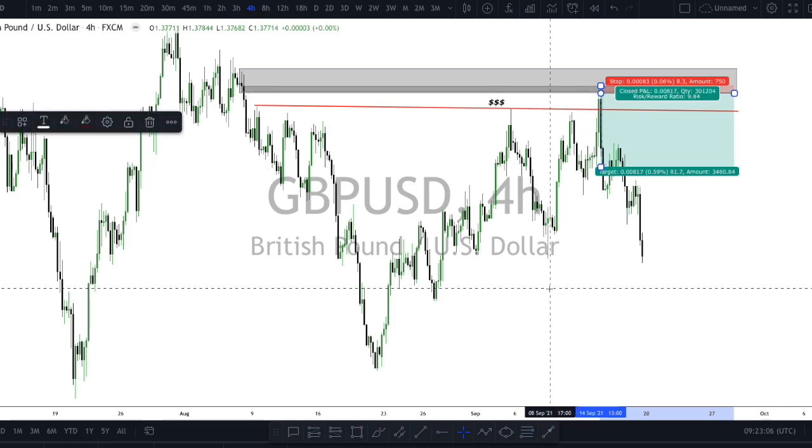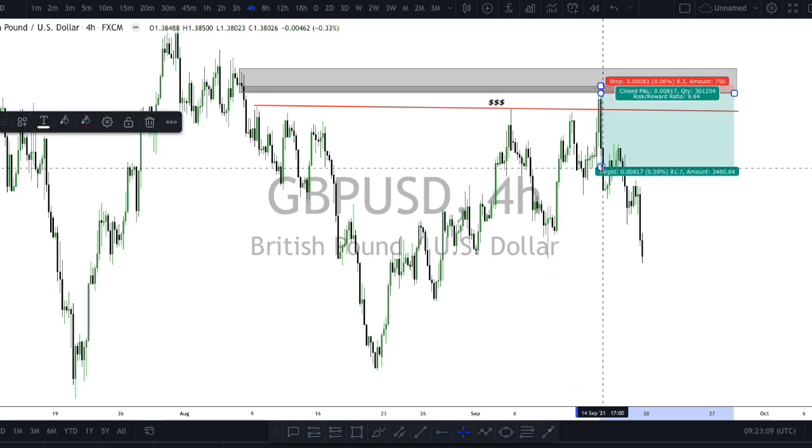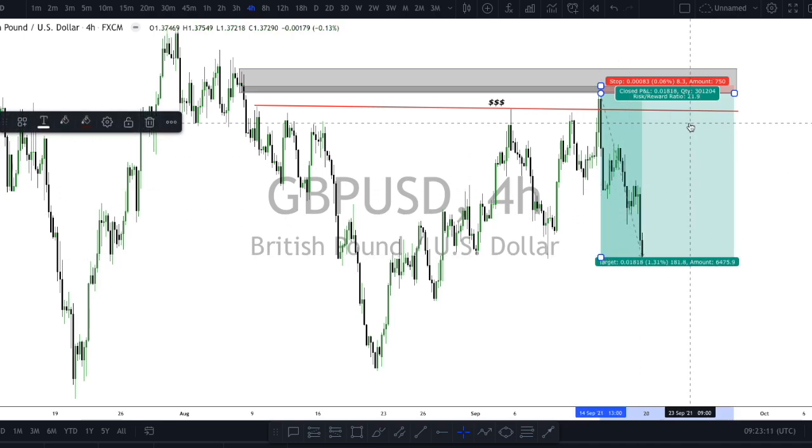Then I was targeting this particular liquidity zone. That was what I was targeting. As you can see, that's about a 1 to 21 risk reward ratio. As you can see, this was the aftermath of that trade.